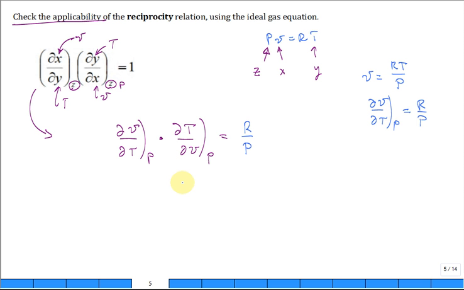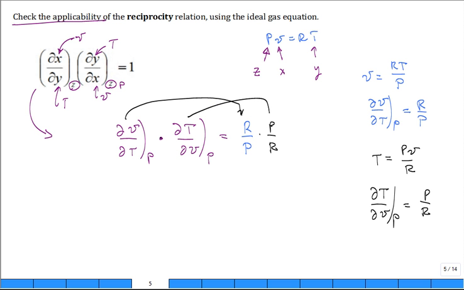Now, how about this one? Temperature is equal to PV over R. True. What is the partial of T with respect to V holding pressure constant? P over R. Multiply that by P over R. So this was the first one, this is the second one, and they cancel. And it's equal to 1 as you set out to demonstrate.